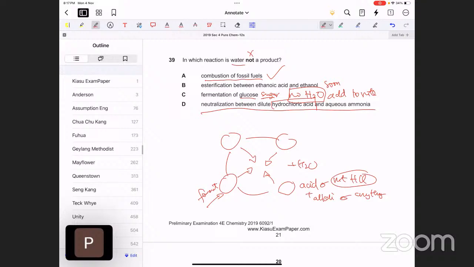So strictly speaking, Kirana, this reaction is not in the reaction map. However, obviously, this is also neutralization, correct or not, Kirana? So even though this is not in the reaction map, you should know: does neutralization produce water or not? This is from Sec 3. Yes, it does. So by the way, everybody should know already the answer is C.